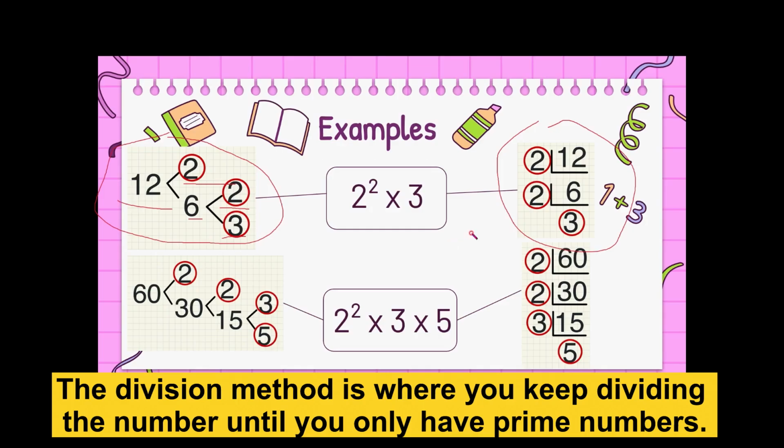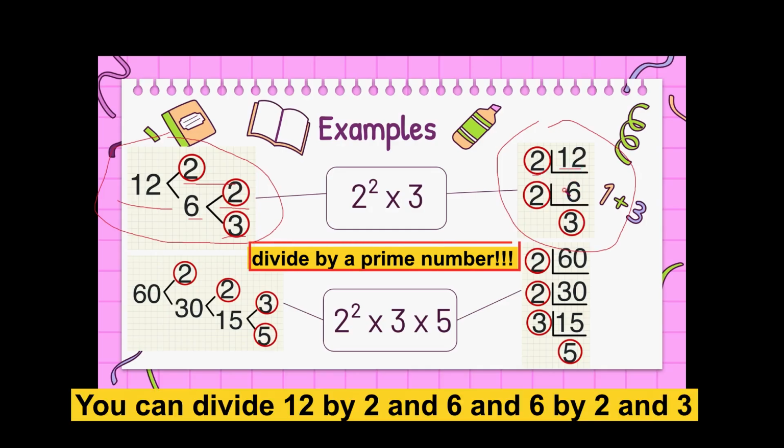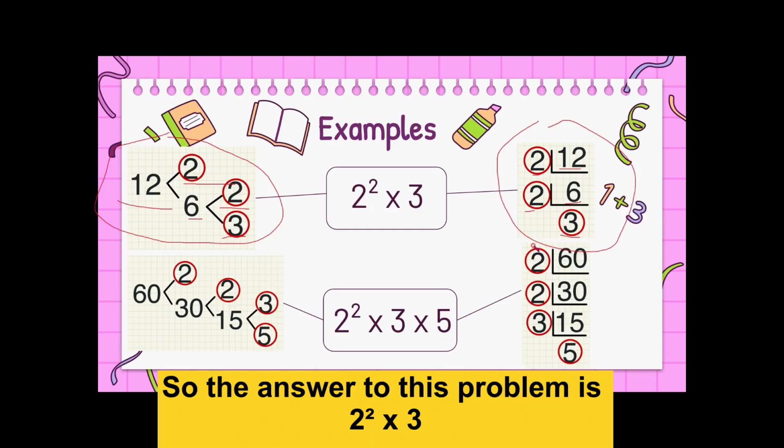The division method is where you keep dividing the number until you only have prime numbers. You can divide 12 by 2 and 6 by 2 and 3. So the answer to this problem is 2 squared times 3.